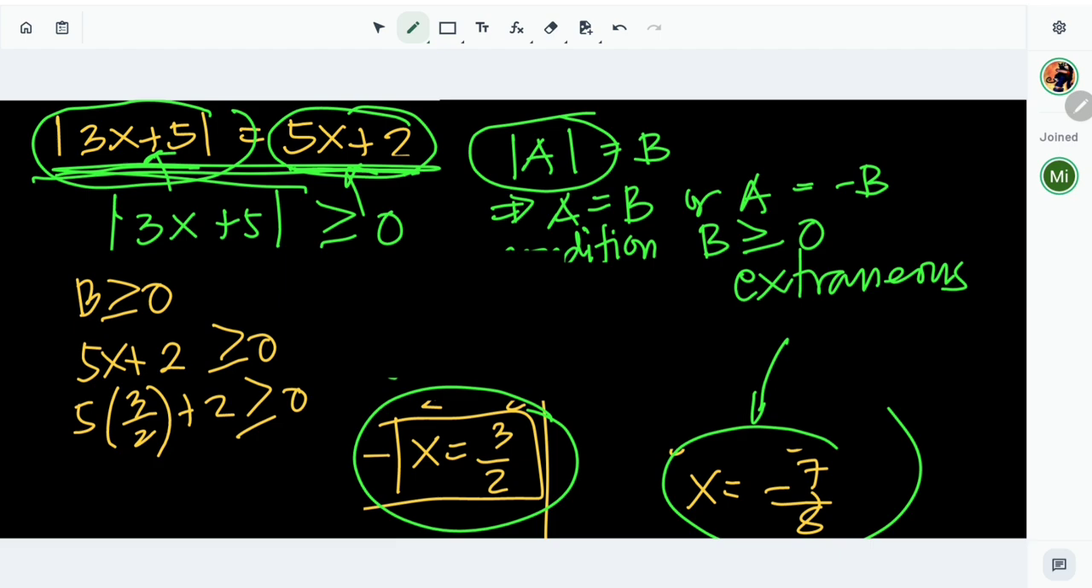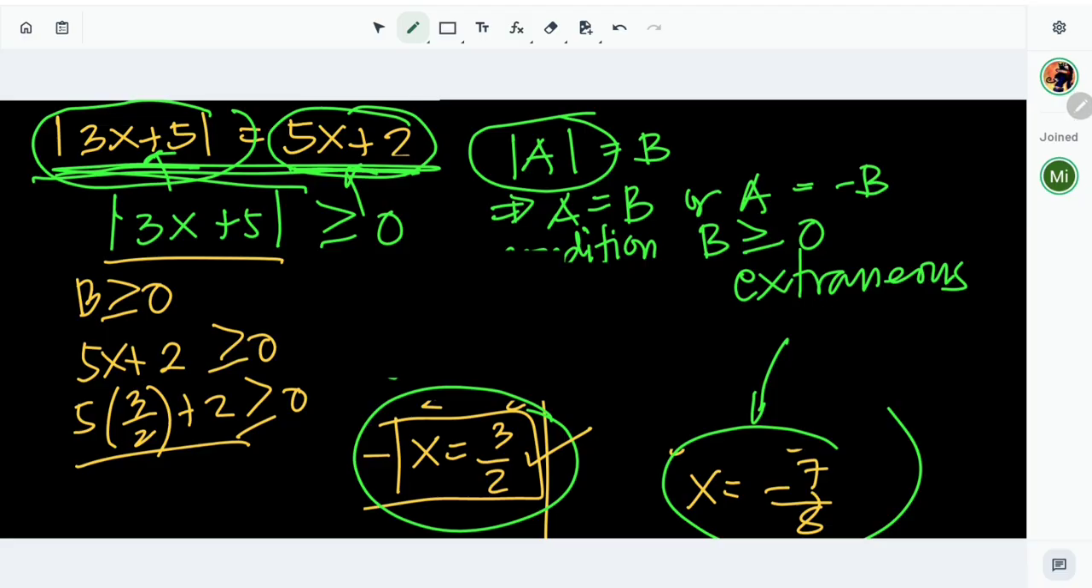Okay, so we're checking if b is greater than or equal to 0, because the absolute value of 3x plus 5 should be greater than or equal to 0. So when I plug in 3/2, everything is positive. So that means it's greater than 0. So x equals 3/2 is a solution to the given equation.